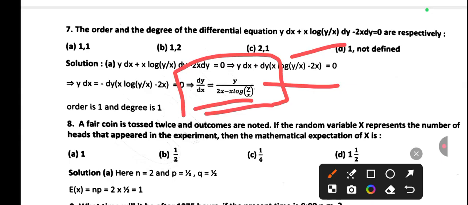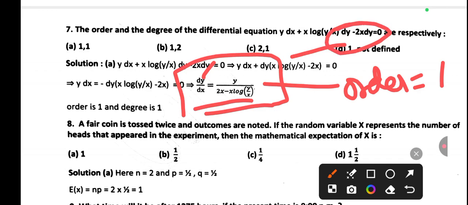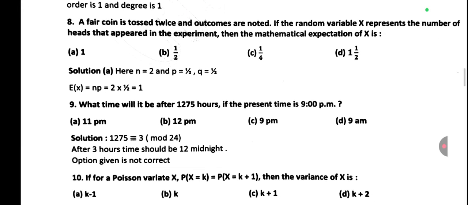What we have to do: order, one time differentiation is there, so order is 1. You know, children, what do you mean by order? The highest number of times we are differentiating, that is the order. dy by dx, only one time differentiation is there, so order is 1. The degree is the highest power of the highest order derivative, so that is also 1. So one of the easiest questions again.